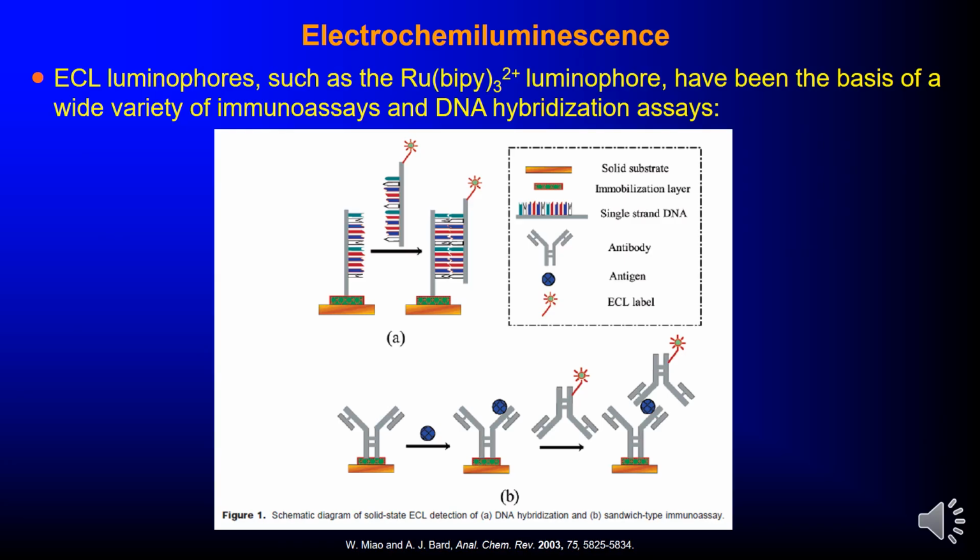Electrochemiluminescent compounds, such as ruthenium complexes with such a complex name, luminophores, have been the basis of a wide variety of immunoassays and DNA hybridization assays. So this compound here is a luminophore. It has been very key in immunoassays and DNA hybridization assays.